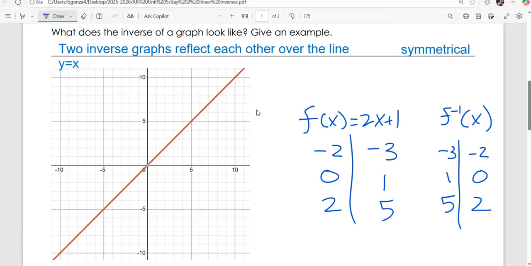So on your notes, I've got a little table. I'm going to plot these points. -2, -3, 0, 1, 2, 5. Looks horrible. Let's see if I can make this look nice. That looks horrible.